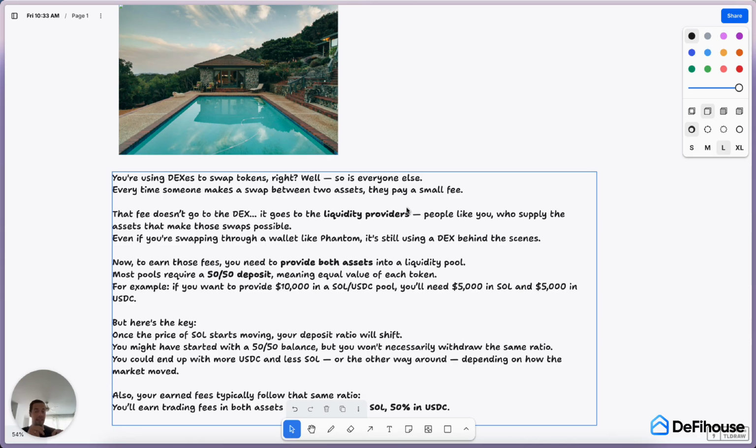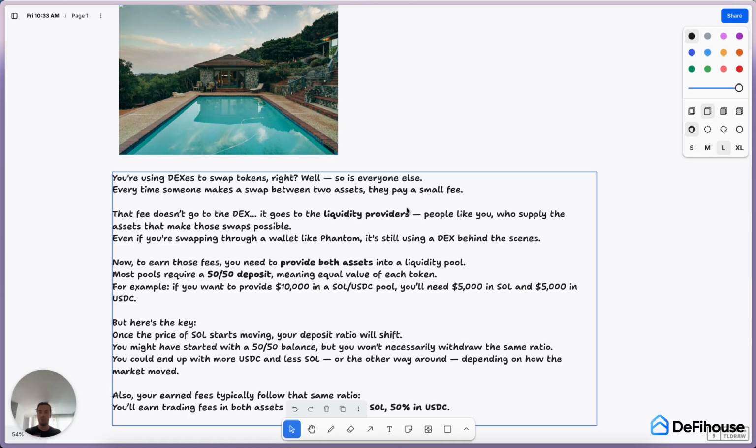But here is the key. Once the price of Solana starts moving, your deposit ratio will shift as well, because that's how automated market making works. You might have started with a 50-50 proportion of your deposited assets, but you won't necessarily withdraw the same ratio. The value is, of course, dependent on how the assets moved, whether they go up or down in value.